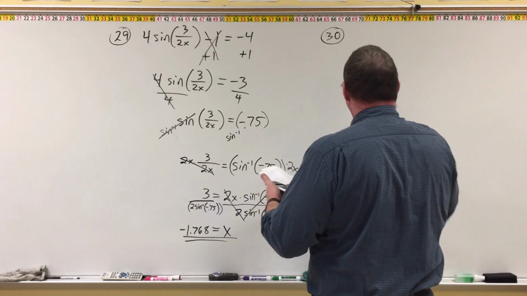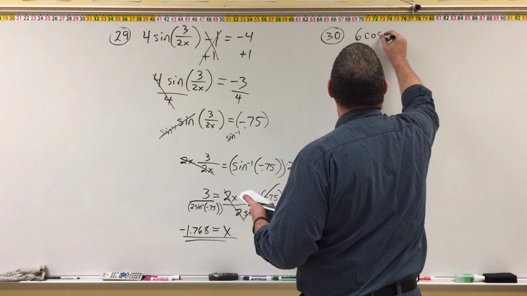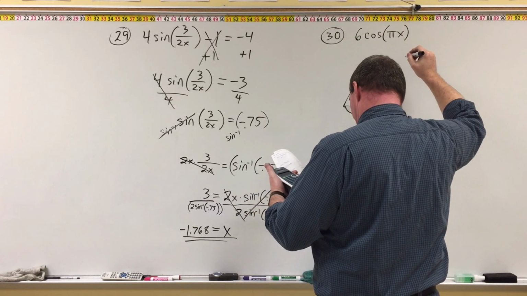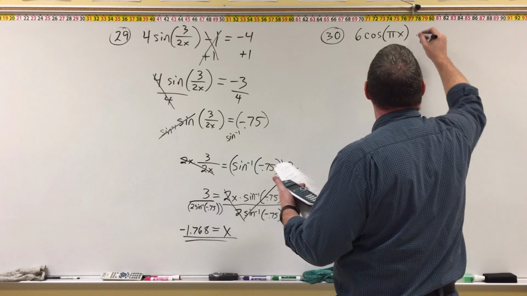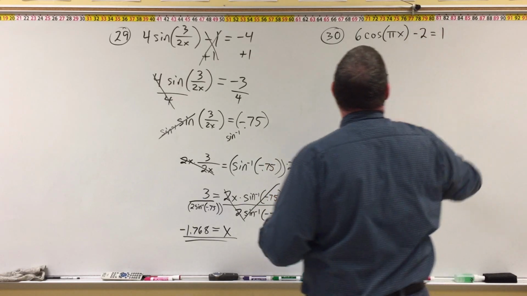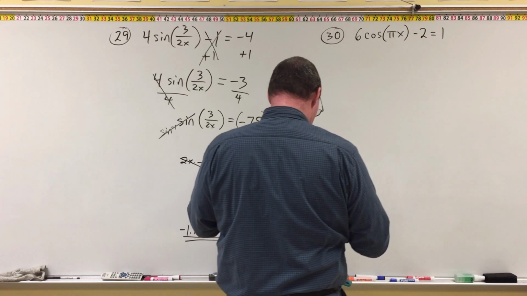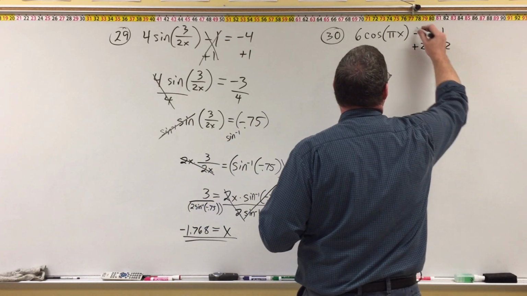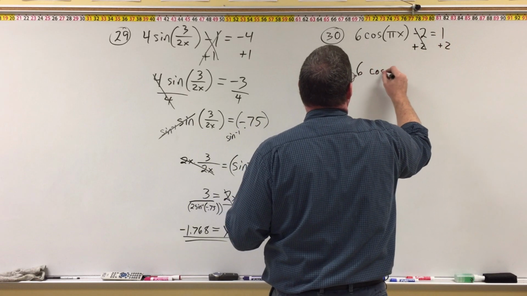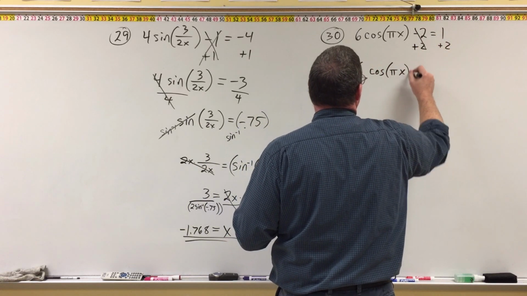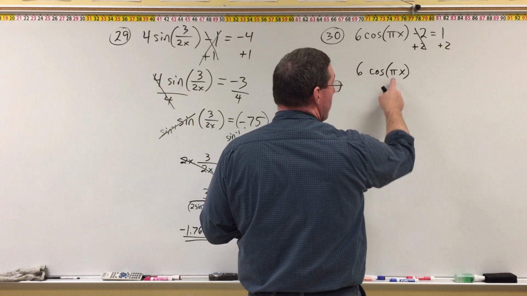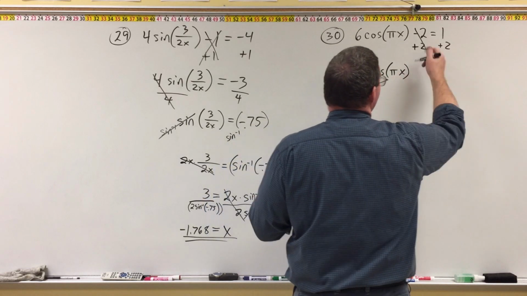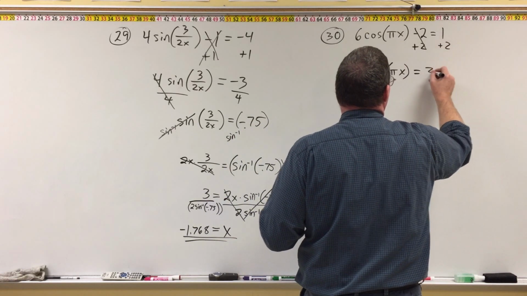30 is 6 cosine of pi x minus 2 is equal to 1. All right, so first thing I'm going to do is I'm going to add 2 to both sides, cancel, and I get 6 cosine of pi x. Remember, pi is just a number. This could just as easily be 2x, 3x, 4x, 5x, but it's pi x equals 1 plus 2 is 3.